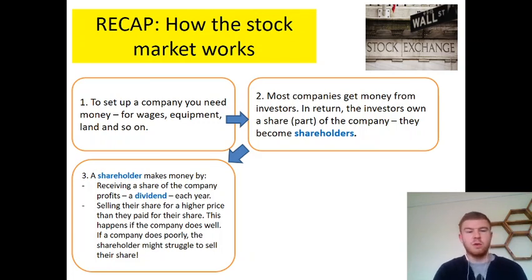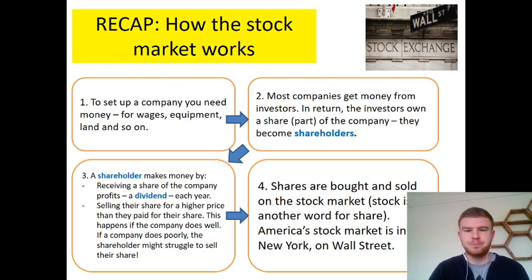Okay, so that's the two ways that a shareholder makes money. One, by receiving a dividend, a share of the profits, and two, by selling their share for more than they bought it for. And shares are bought and sold on the stock market. Stock is just another word for share. And in America, as you can see on the picture from New York, America's stock market is on a place called Wall Street. Okay, so we've had a lesson on this.